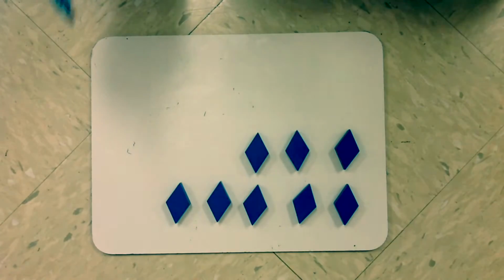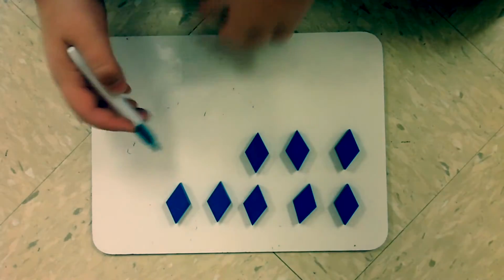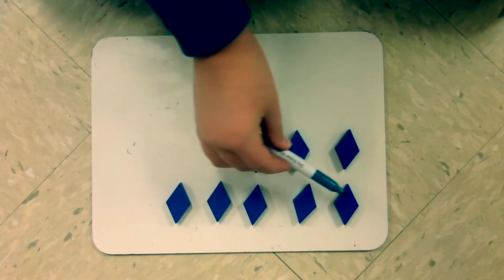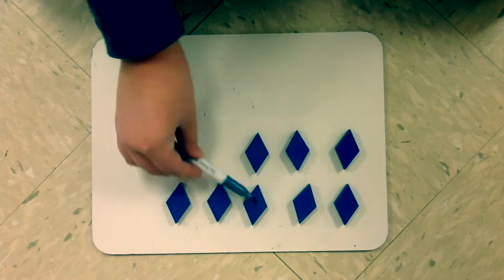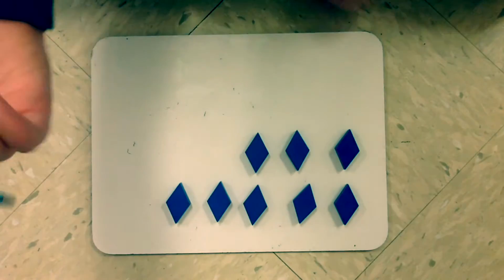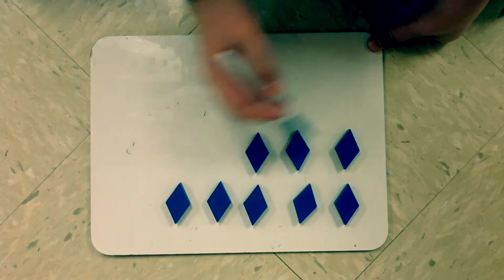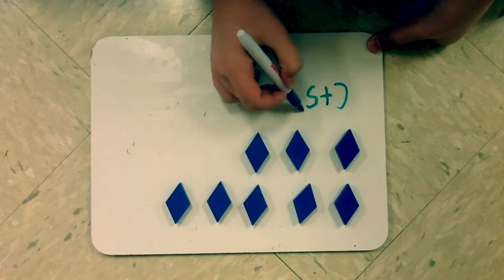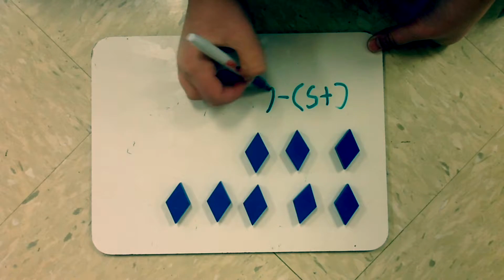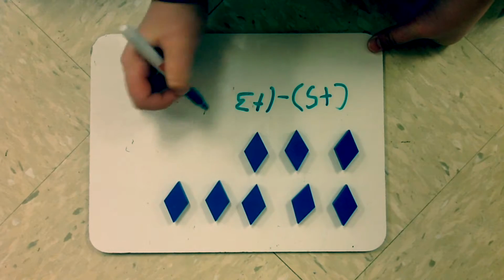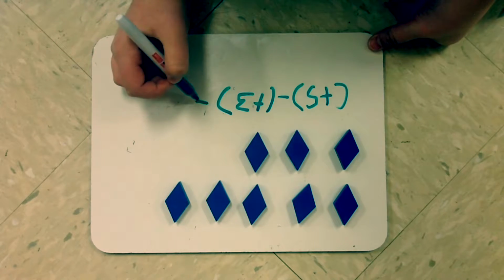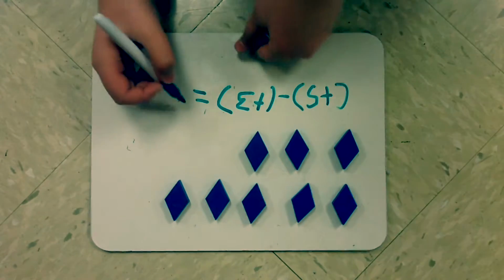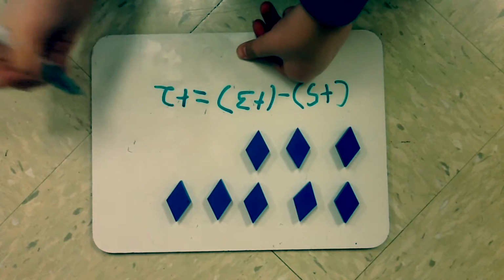First, let's start off. As you know, blue is positive. So let's start counting. Okay, 1, 2, 3, 4, 5, 6, 7, 8. Okay, we know how many we have. Now let's make our formula. Positive 5, negative, positive 3. Now, what would that give us? That would give us positive 2.